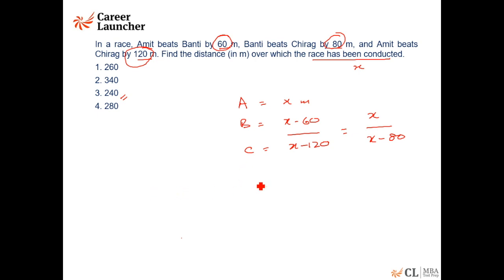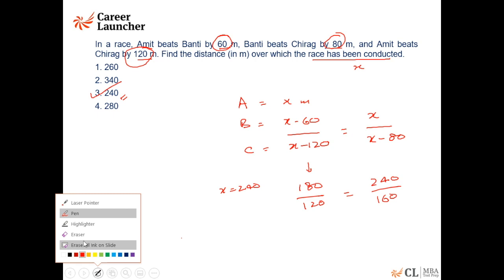So if I take x equal to 240, what do I get? 240 minus 60 is 180. 240 minus 120 is 120. On the right hand side, 240 upon 240, 160. They are equal. That means the answer should be 240. Okay, this is one way to do the question.